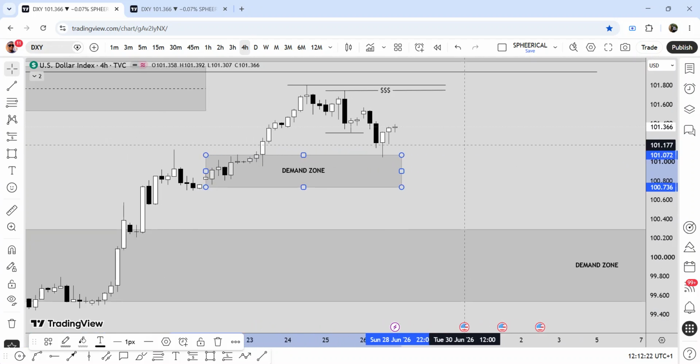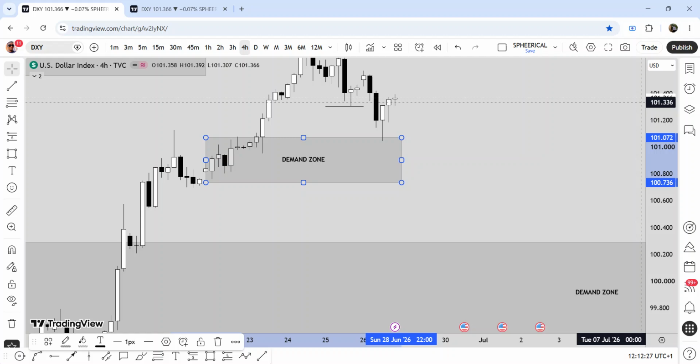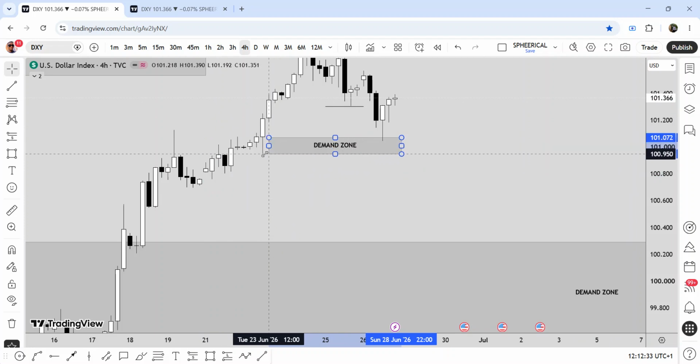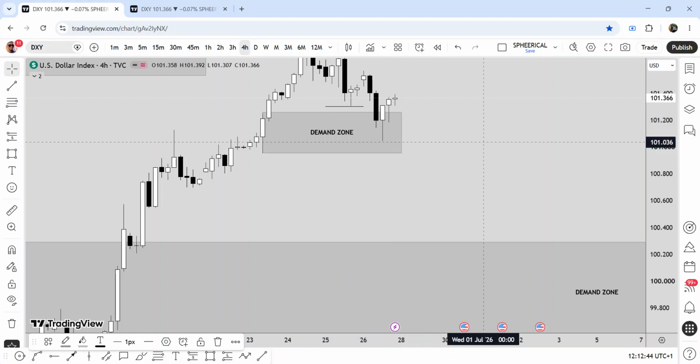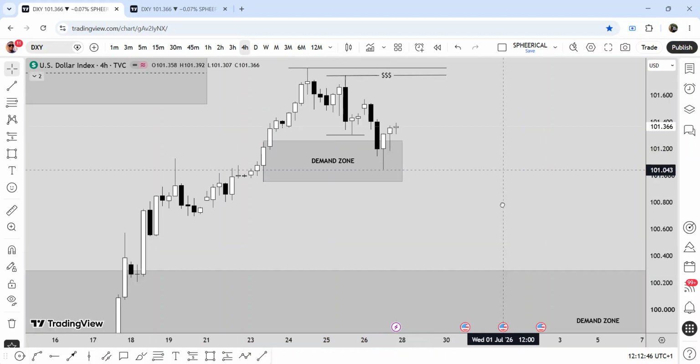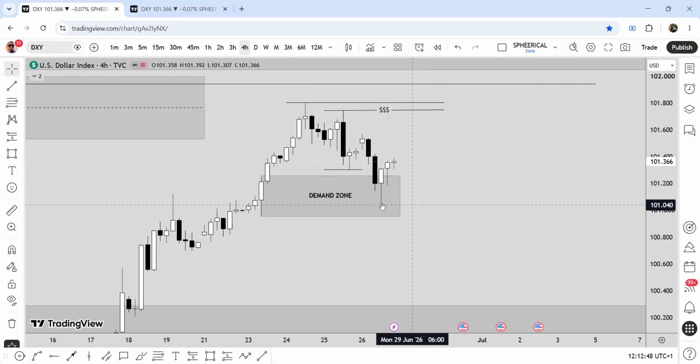Now, when you come to this 4 hour time frame, you will notice that we have this demand zone, another block, and that is where the market is reacting. You can see it. This point is where the market is reacting. It is obvious. You can see the actual rejection.